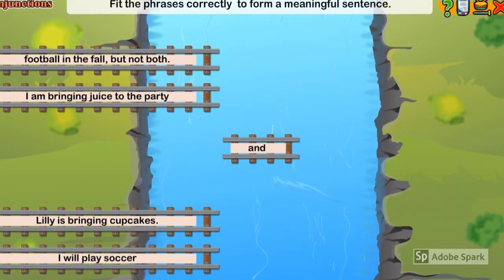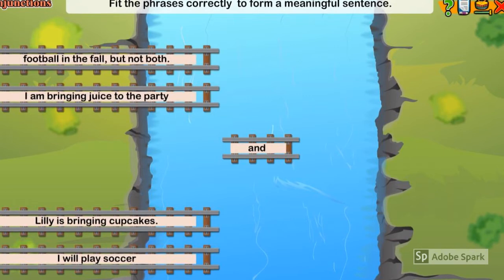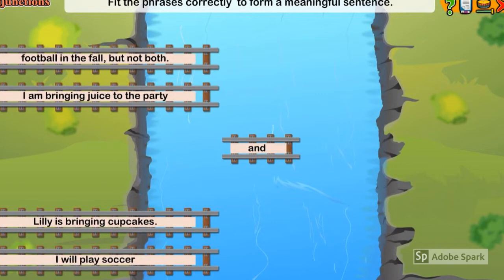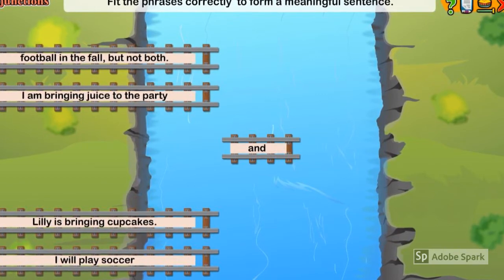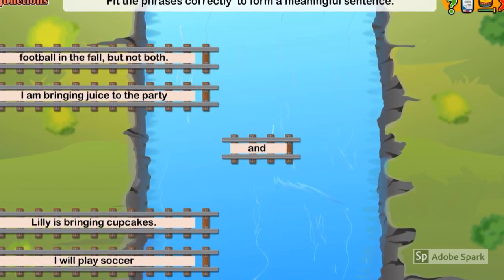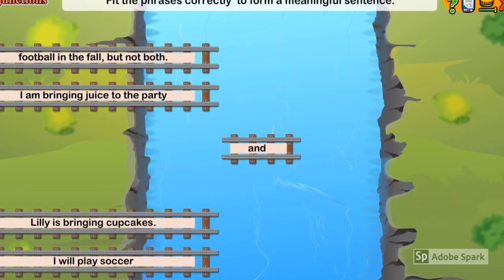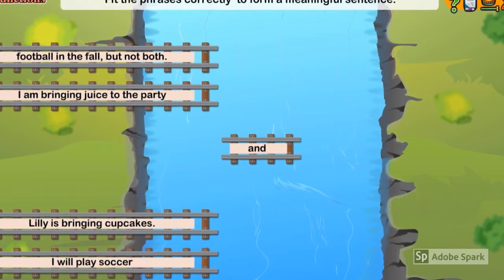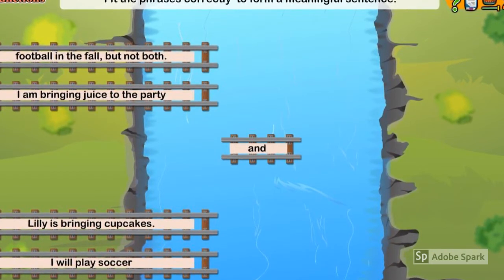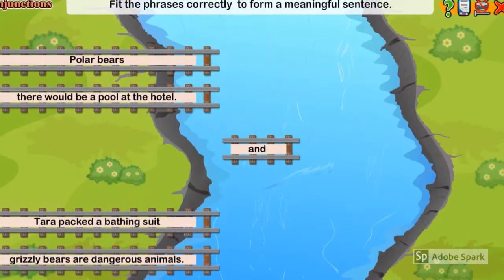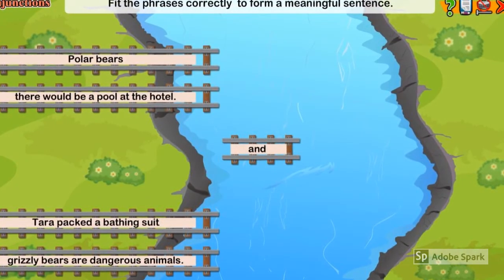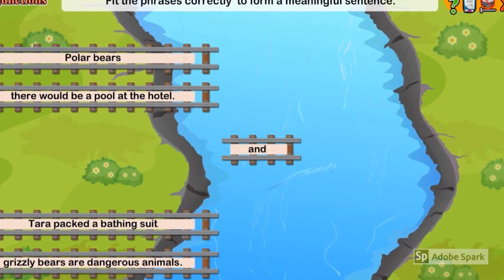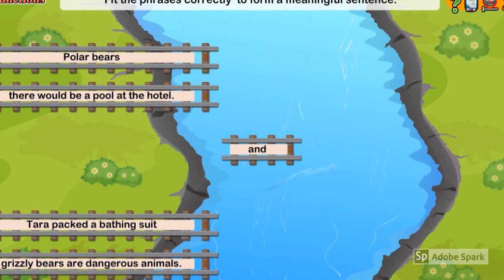The next few slides have phrases in them, so fit the phrase correctly to form a meaningful sentence. Your conjunction is "and". Football in the fall, but not both. I am bringing juice to the party. Lily is bringing cupcakes. I will play soccer. Which two phrases fit with the conjunction of "and"? Can you form another meaningful sentence using the conjunction "and" and using two of the phrases that are listed on the side?